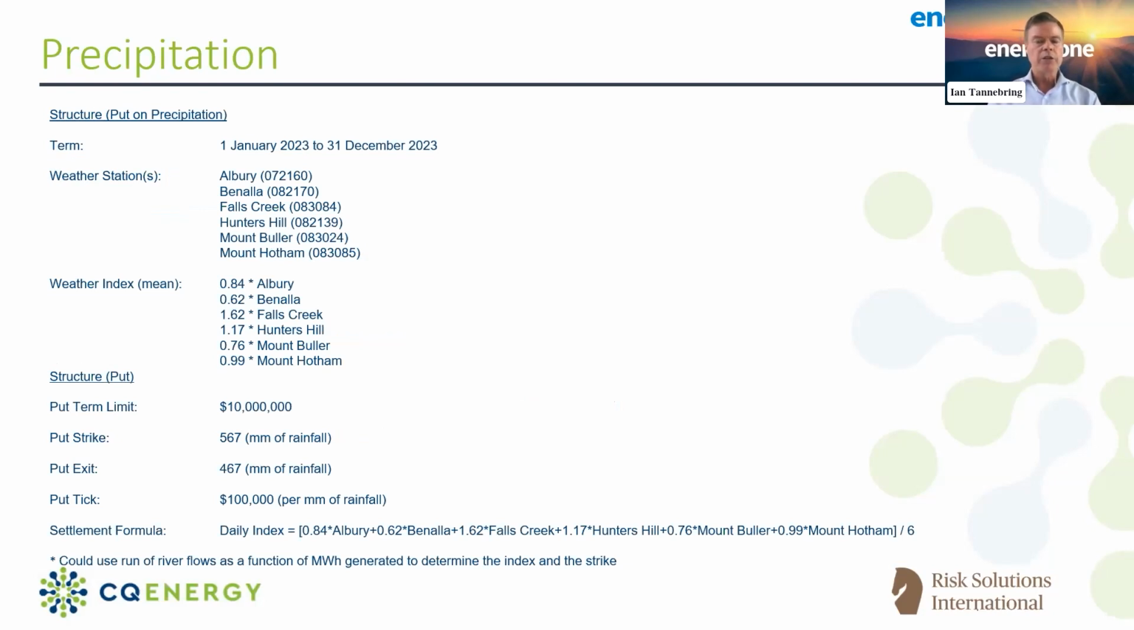This next structure is a precipitation structure. This is based on a basket of weather stations. There's 6 weather stations in total. Once again, the buyer, this may be applicable for, say, a hydro station that's worried about a lack of rainfall and a lack of fuel. So it would be a put on precipitation. So this particular structure covers all of the catchment areas that they need to get their water from, and each catchment area, based on its particular size and its importance to their particular business, has a weighting or a correlation factor.